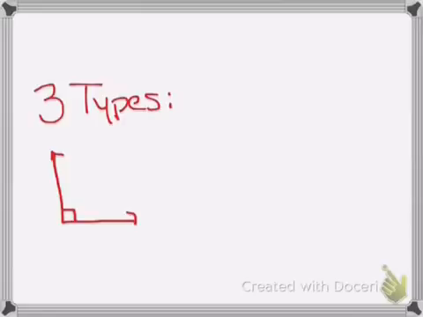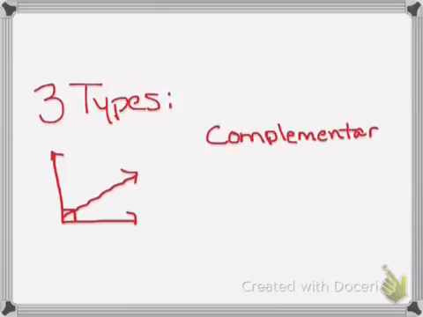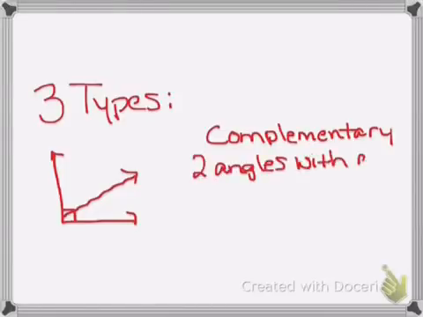So I want you to look at this angle. You already know that that symbol in the corner indicates that that's a 90-degree angle. So now notice I've taken a ray and split that angle. This relationship between those two angles is called complementary. These are complementary angles. Complementary angles are two angles with a sum of 90 degrees. They're going to add up to be 90 degrees.